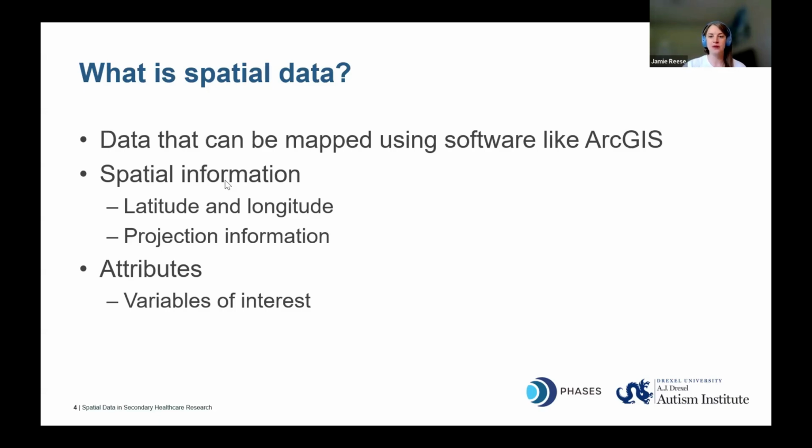and then attributes, which are variables associated with what is drawn on the map. Spatial information is always going to include latitude and longitude, which tells the software where to draw an element on the map, and then projection information, which the software references to convert the 3D Earth onto a 2D map. The attributes are in a table form. That's where you're going to find your variables of interest.